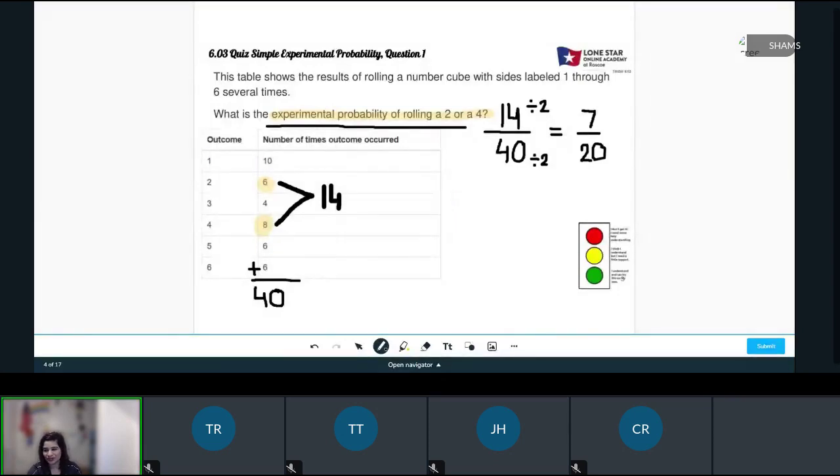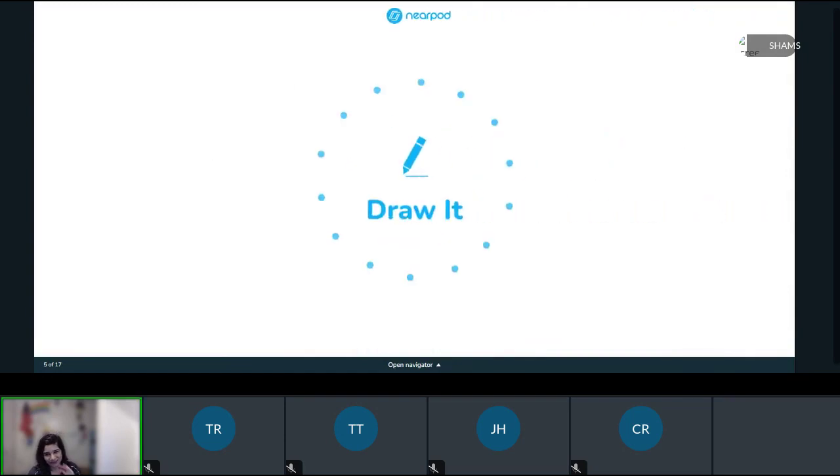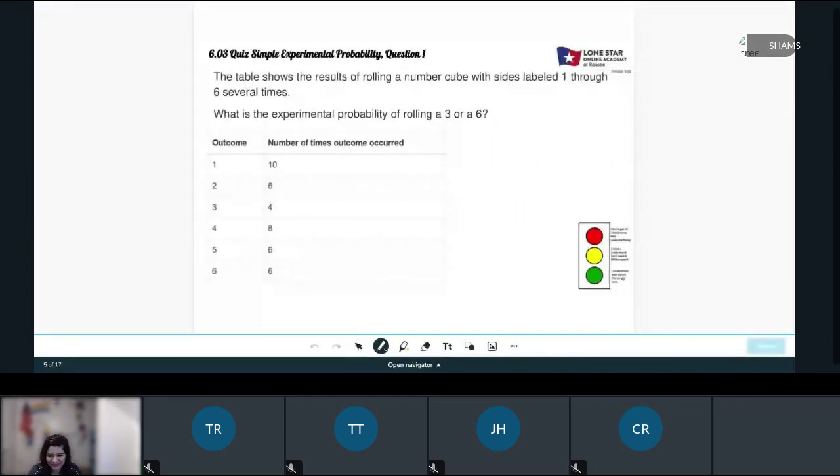Let's move on to question 1, variety 3. Again, the exact same question. Does not complicate it at all. The table shows results of rolling a number cube with sides 1 through 6 several times. What is the experimental probability of rolling a 3 or a 6? Rolling a 3 happens 4 times. Rolling a 6 happens 6 times. So all together, rolling a 3 or a 6 happened 10 times.